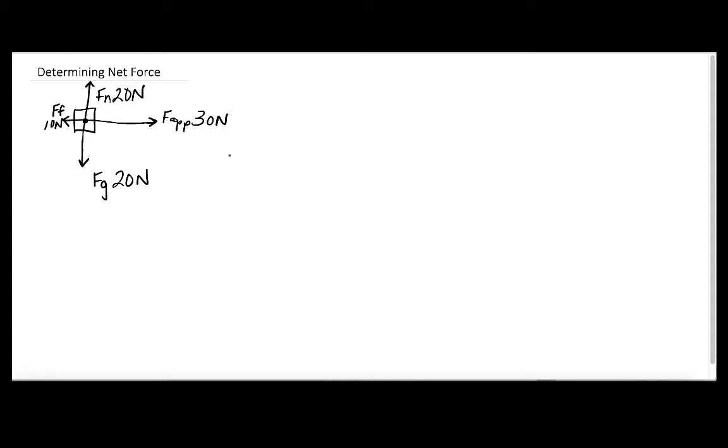In this video, we're going to talk about how you would determine the net force on an object. So let's say you have this situation. You have an object that has a weight, or a force of gravity, of 20 newtons. It has a normal force of 20 newtons, so it must be resting on some surface. So maybe you have a box resting on a surface. And it has an applied force of 30 newtons and a force of friction of 10 newtons in the other direction. And you're asked to find the net force.